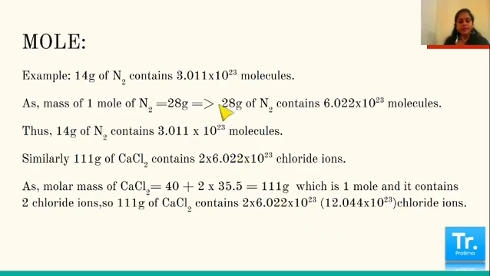So the earlier one was directly about molecules. This was about how many chloride ions are contained in 1 mole. If the mass is given, we first find out how many moles are there. On the basis of that, we calculate. Here 1 mole has 2 chloride ions, so 2 into Avogadro's number. Please don't just write 2, it is wrong, children. It is 2 into Avogadro's number, the product, and give the answer. Okay, so up to this about mole we discussed.